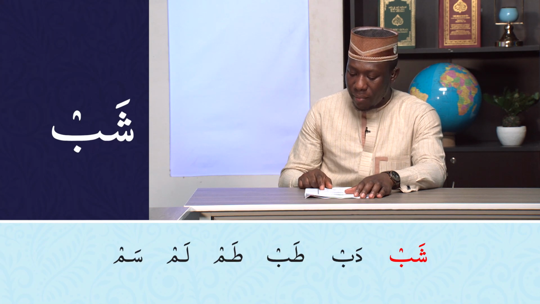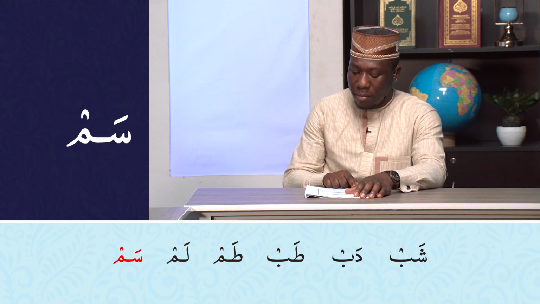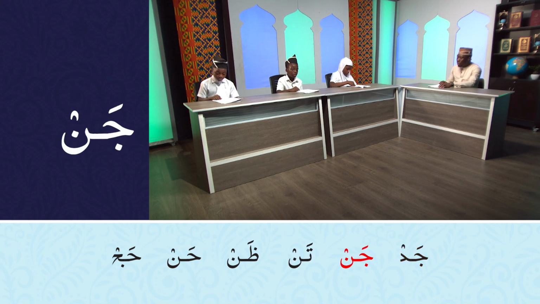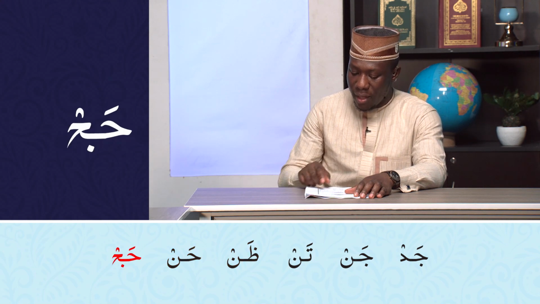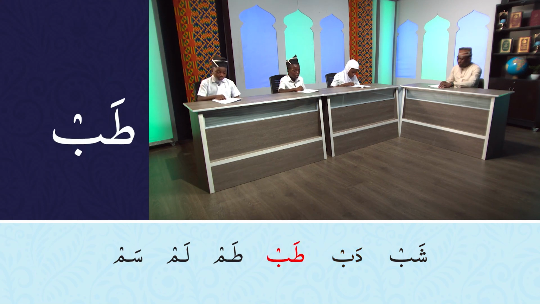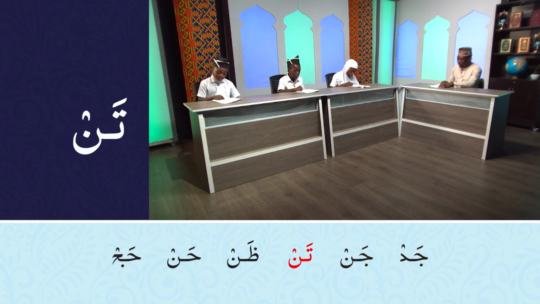Mashallah. Shab, dab, tob, tom, lam, sam, sham, dam, am, ad, kod, jad, jan, tan, zon, han, haj. Mashallah. Now go back to Shab and take it collectively. Shab, dab, tob, tom, lam, sam, sham, dam, zam, am, ad, kod, jad, jan, tan, zan, han, haj.